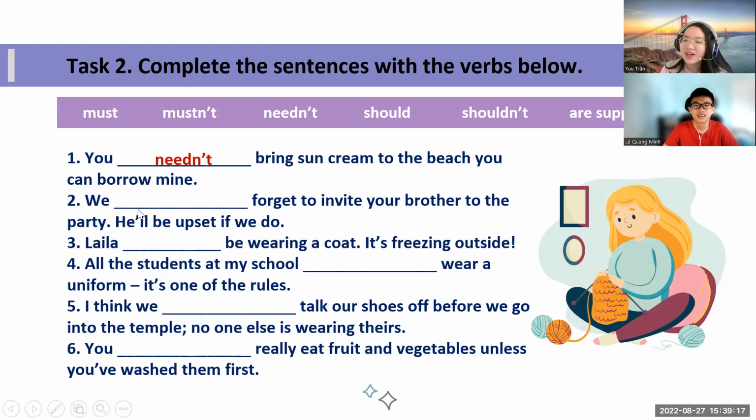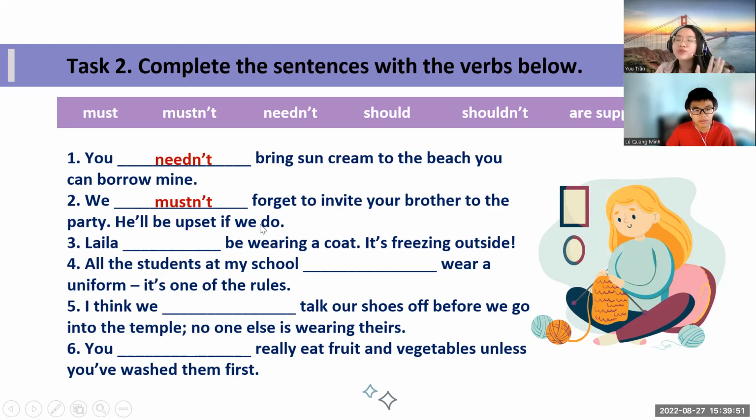No, when I say are you sure, I'm not asking like that because I know you're wrong. I just want you to be more confident with your answers. When I say that, it doesn't mean that you're wrong. Okay, and yeah, mustn't is the correct one. See, I told you when I say, are you sure? I'm just trying to test you if you're confident enough. We mustn't forget to invite your brother to the party. He'll be upset if we do.